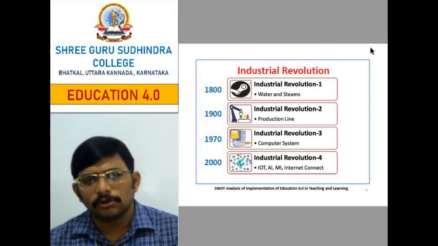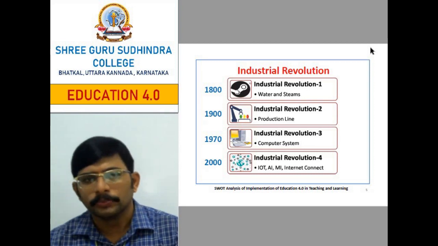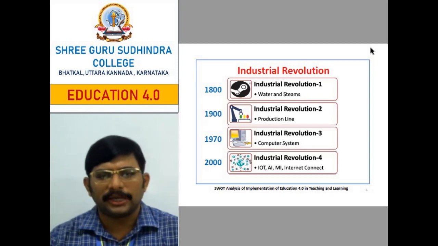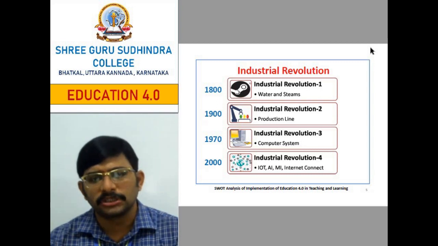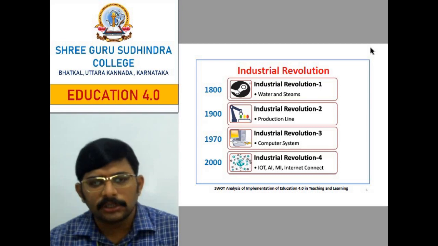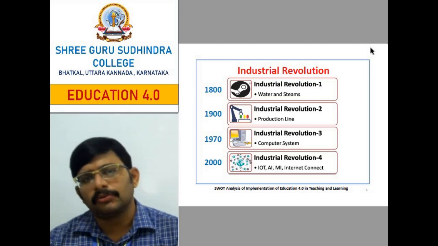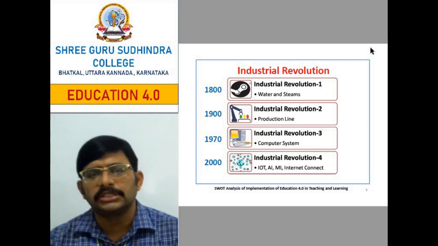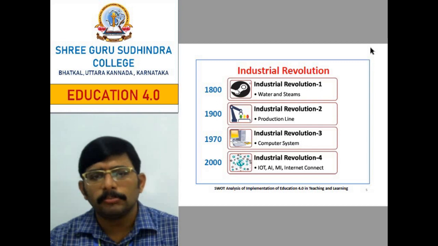Then post 1.0, we talk about Industrial Revolution 2.0. The production was totally mechanized, so mechanical equipments were used for production, but at the same time there was a need for mass production. And for the need of mass production, production lines were developed, and the quantities and production increased. People were not happy with that.